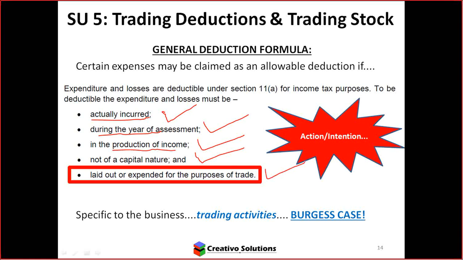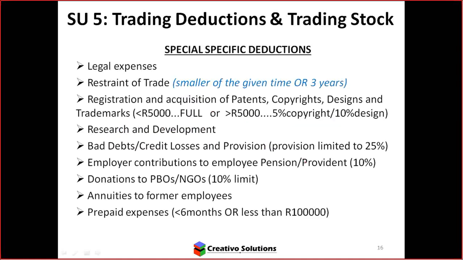So does the speeding ticket meet the definition of the general deduction formula? Well, it does, but would you be able to claim it? No, sir. Why not? Because even if it was while you're trying to conduct business, you still broke the law by speeding. That's the key. You cannot break the law.